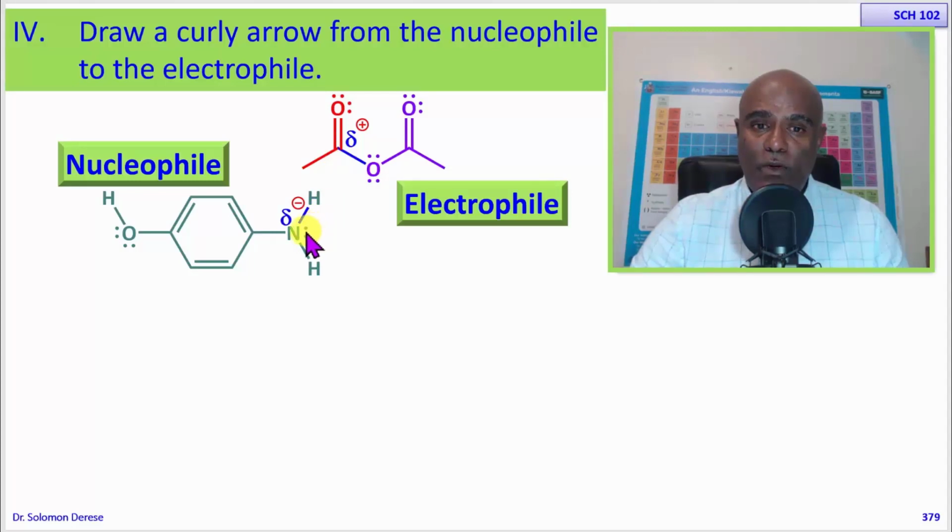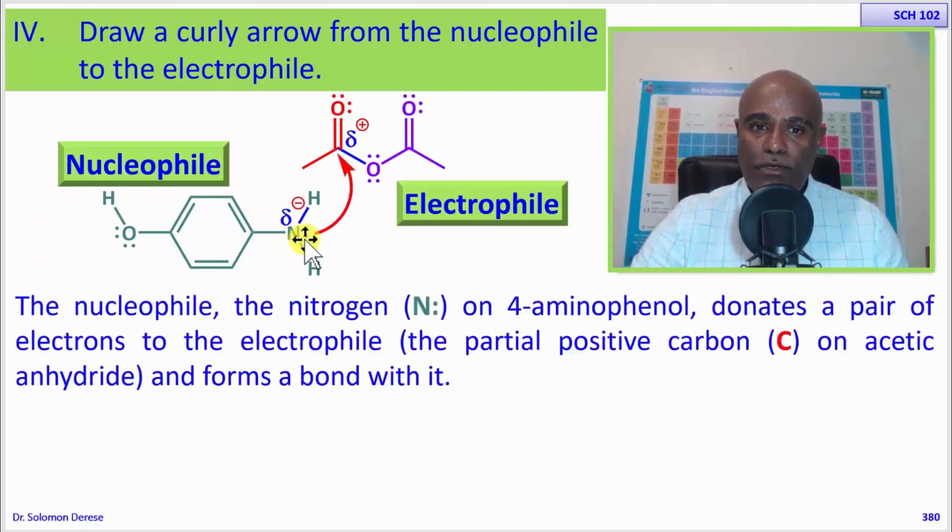We draw an arrow from the lone pair of electrons on the nitrogen towards the carbonyl carbon, like that. So this is how we draw a curly arrow from the lone pair of electrons on the nitrogen towards the carbonyl carbon. So the nucleophile, this nitrogen on 4-aminophenol, will donate a pair of electrons to form a bond with the electrophilic carbon on acetic anhydride.